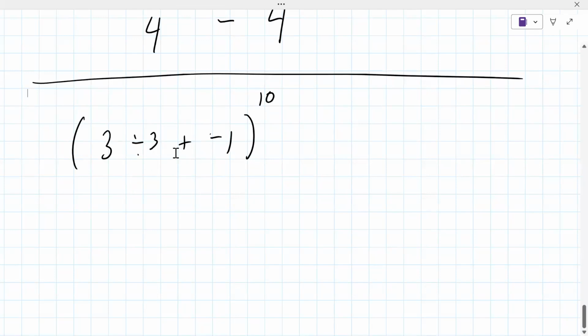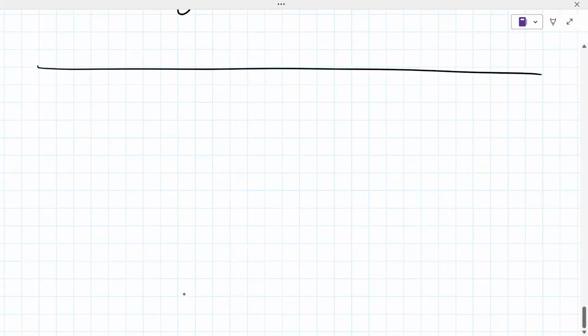Plus negative 1. And then you do 1 plus negative 1 since they're opposite signs. You do them without their sign but subtract them, which would be 0. Okay, 0 to the power of 10 is 0. Okay. Let's try another one here.